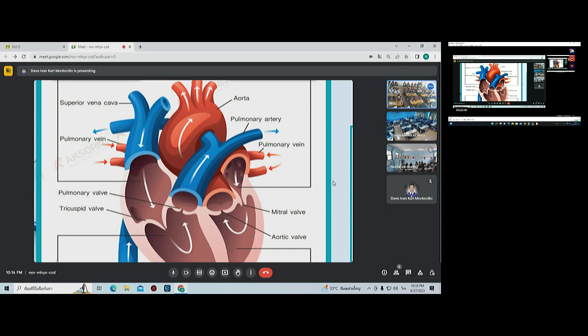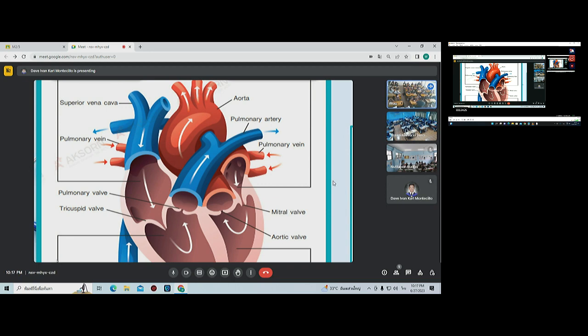From the left ventricle, pump out, going out. Okay, the answer is aorta. So here, the pulmonary vein enters here, and you have the first chamber, the left atrium. We have the left ventricle and going out to the aorta.